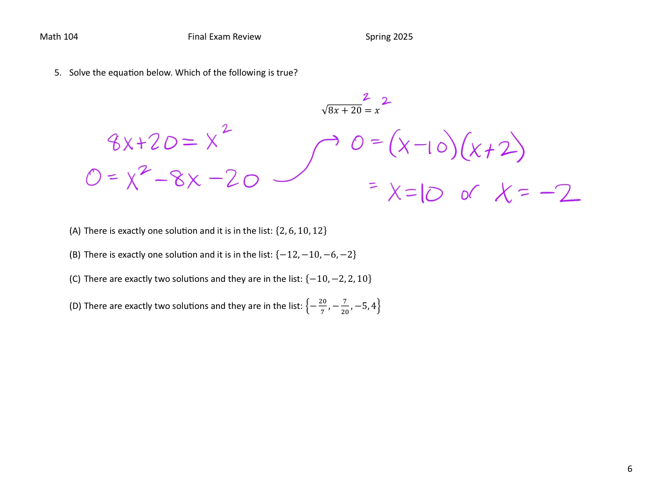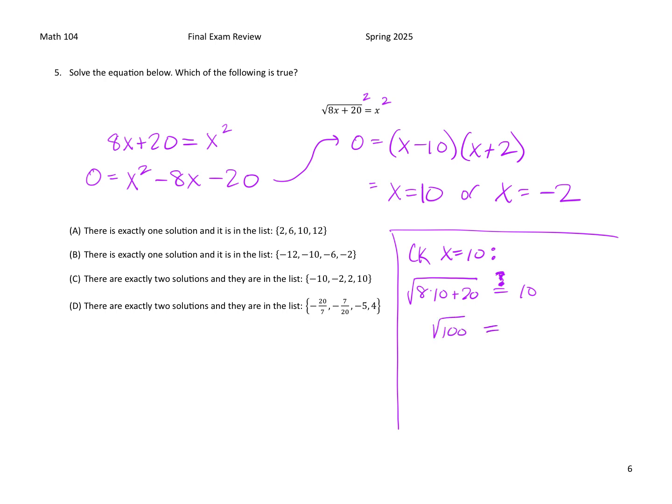Okay. So I got to plug them both in. So I do a little check down here. Check x equals 10. Okay, so I get the square root of 8 times 10 plus 20. Does that equal 10? That's a question mark. All right, so 8 times 10 is 80, plus 20 is 100. Square root of 100 does equal 10. Check.